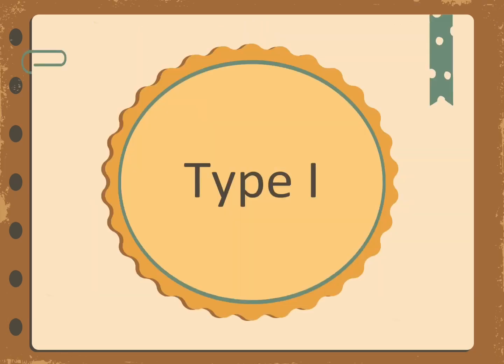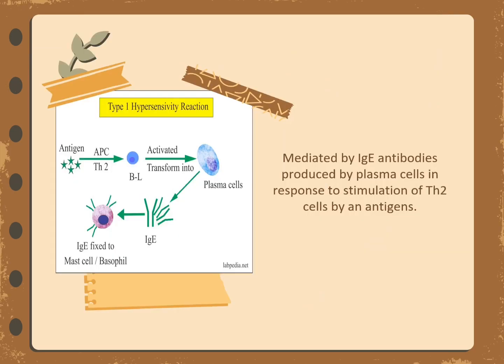So let's get down to the first type of hypersensitivity, which is type 1. Mediated by IgE antibodies produced by plasma cells in response to stimulation of Th2 cells by antigens. The antigens that stimulate it are called allergens, such as house dust, pollens, cosmetics, insects, clothings, and drugs. Exposure may be by ingestion, inhalation, injection, or direct contact. This hypersensitivity can be systemic or localized to a specific target tissue or organ.